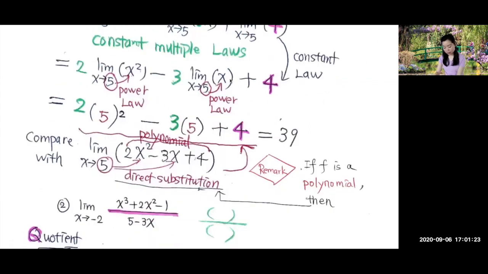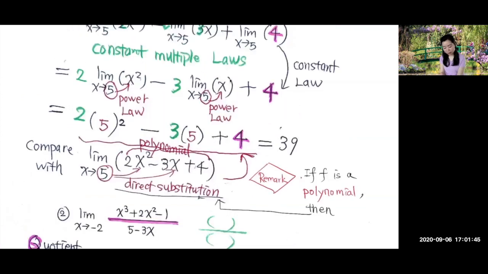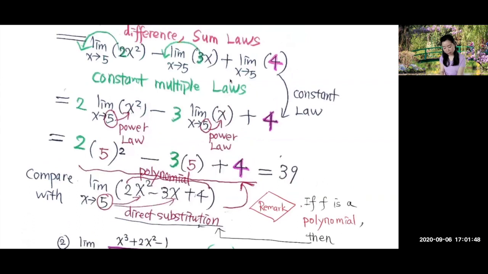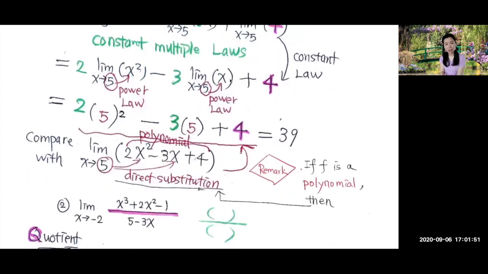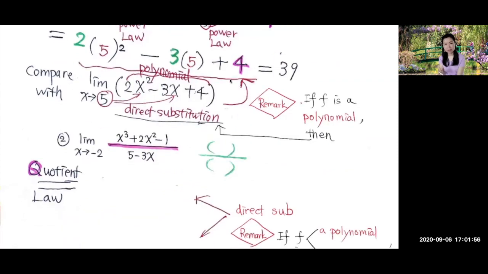So the remark I want to make here is, if f is a polynomial, then you can do a direct substitution to find the limit. Because every step just uses those difference law, sum law, constant multiple law, etc., the result will be the same as if you do a direct substitution. So it's okay to do a direct substitution to find the limit, providing that this function is a polynomial function.